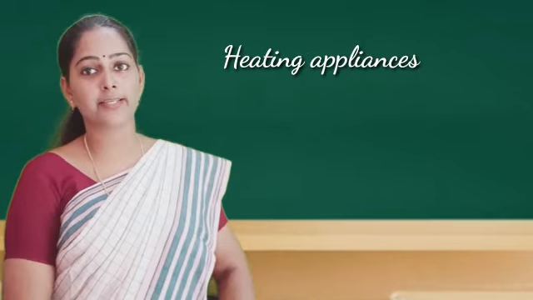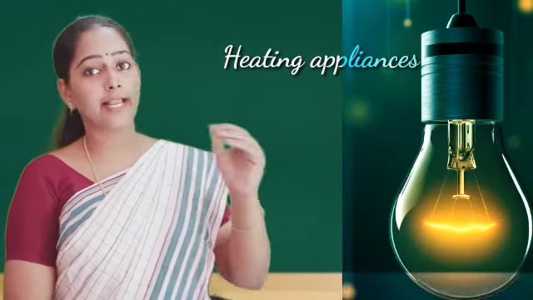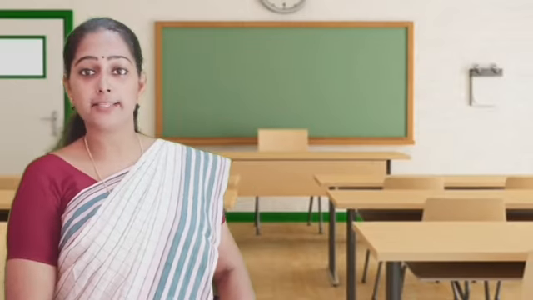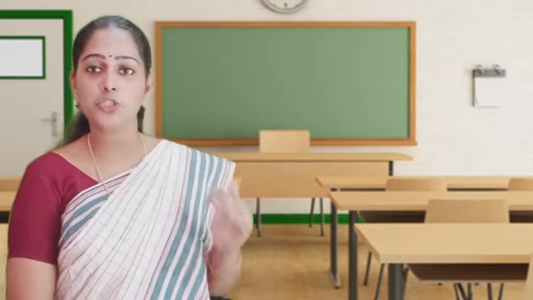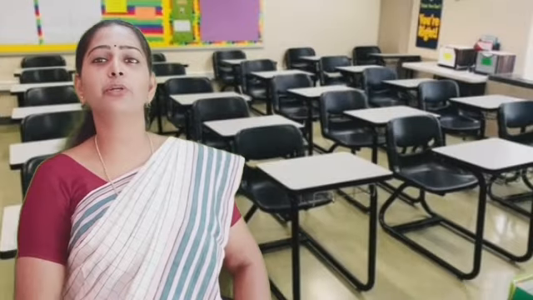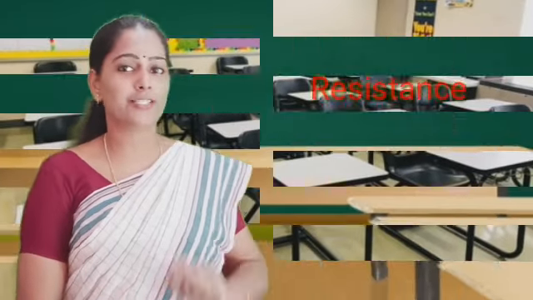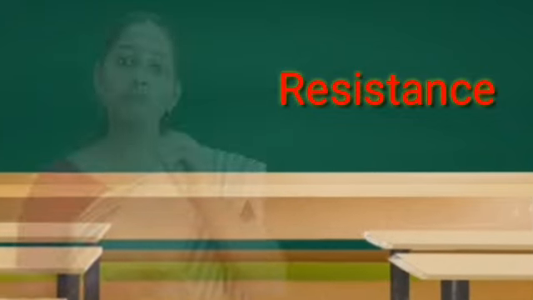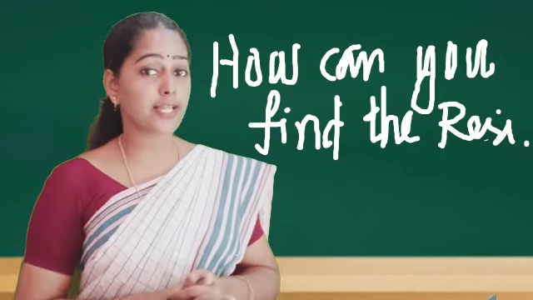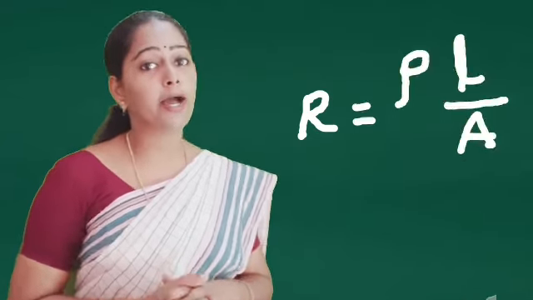In the last class, we had discussed heating appliances, along with the electric bulb. What is the specialty of these heating appliances? Yes, to produce heat. In the case of the electric bulb also, it produces heat, because a material present inside these appliances produces heat. How does it produce heat? Because of the resistance, isn't it? Yes. How can you find the resistance inside these appliances? With the help of an equation. What is that? R is equal to rho L by A.